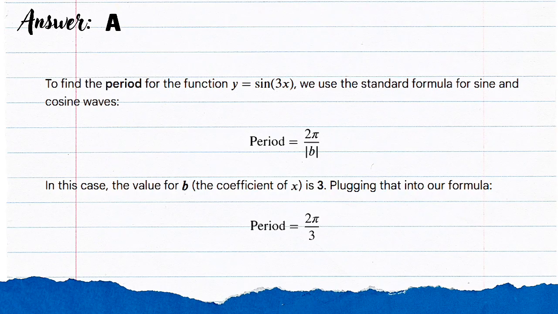To find the period for the function y equals sine 3x, we use the standard formula for sine and cosine waves, which is period equals 2 pi over the absolute value of b. In this case, the value of b, the coefficient of x, is 3. Plugging that into our formula, period equals 2 pi over 3.